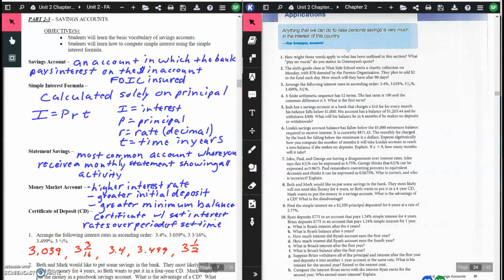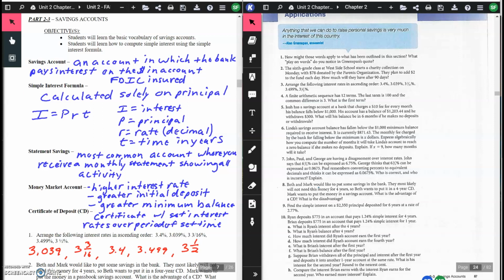Statement savings. This is the most common account where you receive a monthly statement showing all activity on that account. Money market account. This has a higher interest rate. It also requires a greater initial deposit. You also have to keep a minimum balance in that account.